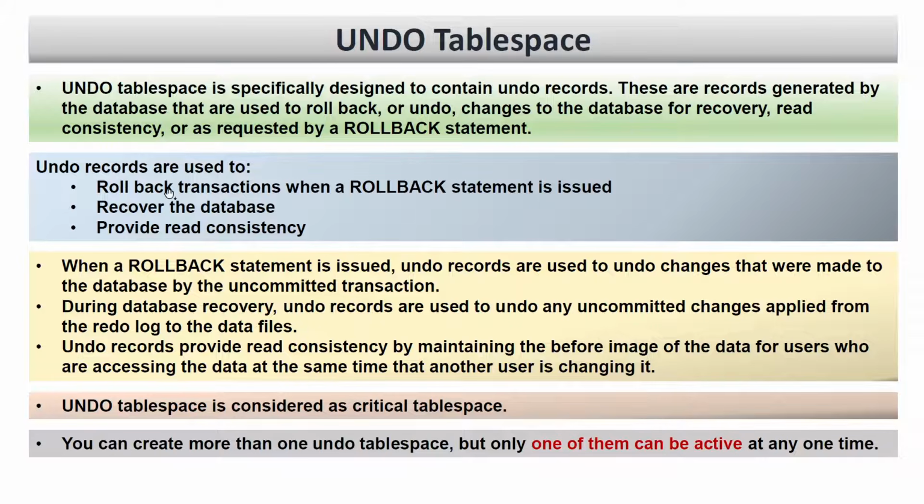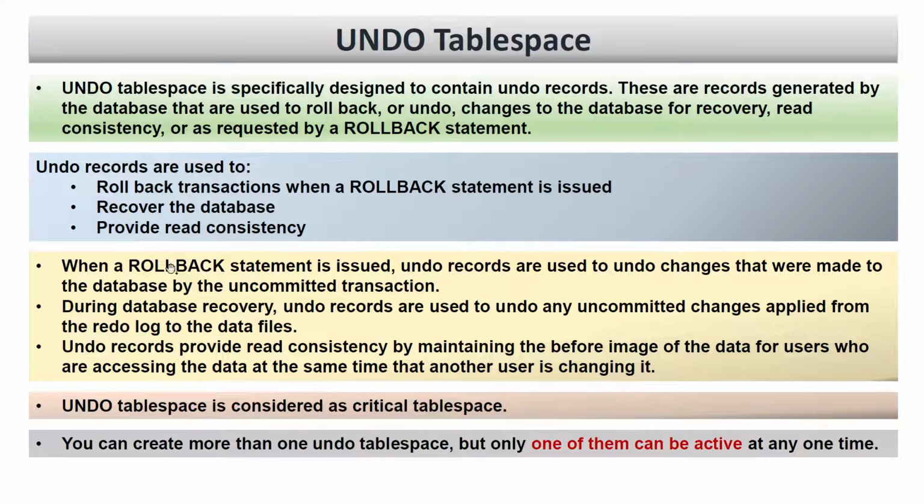So undo records. Remember these 3 points. It is used for rollback when the rollback is used. It is also required in the recovery of the database, and it provides the read consistency. Let's understand this. When a rollback statement is issued, undo records are used to undo changes that were made to the database by the uncommitted transaction. That's where it will be used. So let's say you inserted or updated some records and you decided, instead of commit, to roll back. Undo will be used to revert those changes.